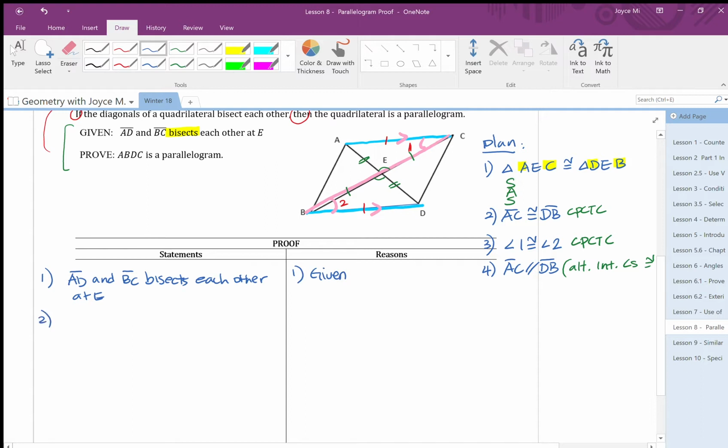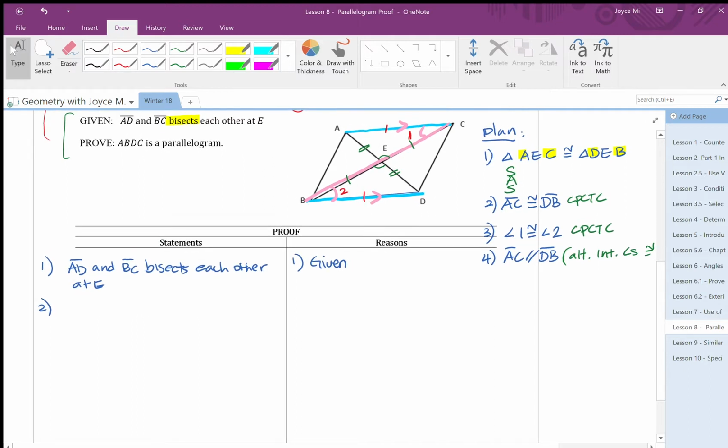Now, once I have the given, again, keep in mind what you want. I want to get a side, an angle, and a side from the two triangles that I plan to show congruent, AEC and DEB. So by the definition of bisecting, whenever we see a keyword here, think about the definition. Bisecting segments means they cut each other into congruent parts. So from here, I could say BE is congruent to CE. That's the side that I wanted. I'm going to check that off. I have that side already.